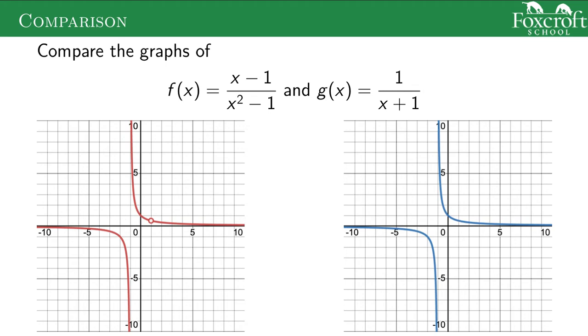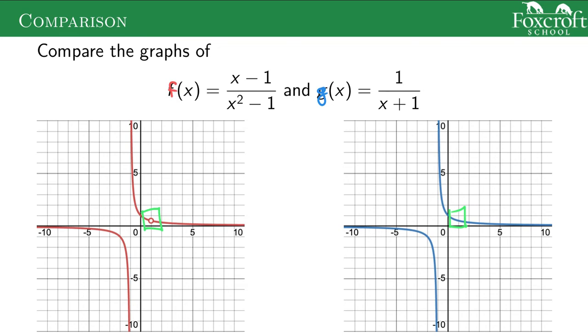In order to see what we're going to do, we're going to look at these two different graphs. So one is x minus 1 over x squared minus 1. This is our red one. And our blue one is 1 over x plus 1. If you look at these two graphs, hopefully you notice that they look really, really similar. They basically are exactly the same. The only place they're not the same is right here. One of them has a little open dot and one of them doesn't.